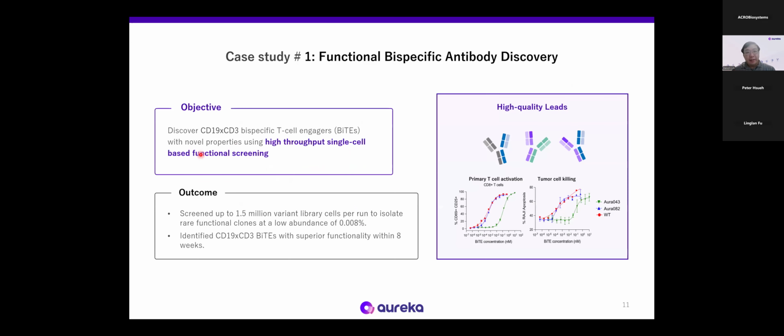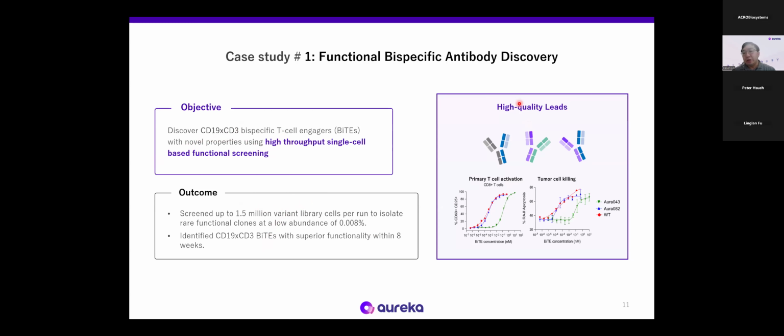So for the first case study, which is a very popular topic, we are discovering a CD19, CD3 bispecific T cell engager. Instead of going through the traditional method, we tried benchmarking how fast we can do it. In the end, we found that we can screen up to 1.5 million variants of library cells within hours. From the start of constructing the library to finishing all the screening, it only takes about 8 weeks.